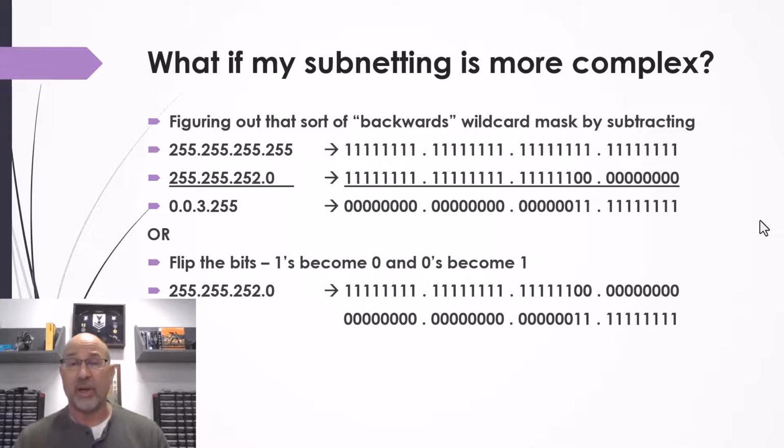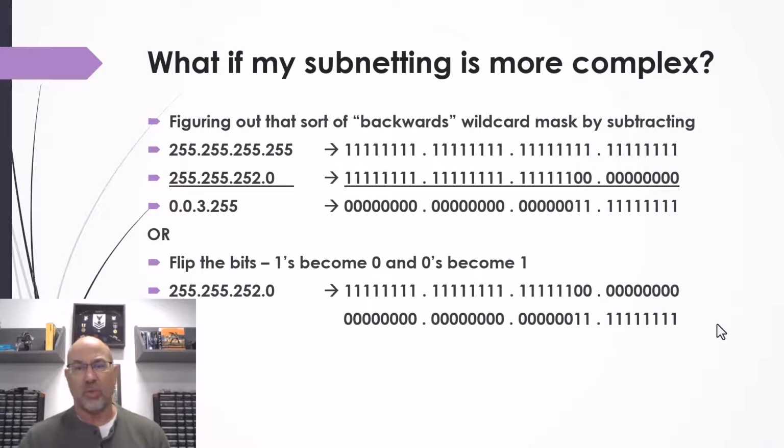Now that is a very nice way of doing this and figuring this out. Another way to do that is to just simply say, well, what's the net mask? Let's convert that to binary, and then just flip the bits.